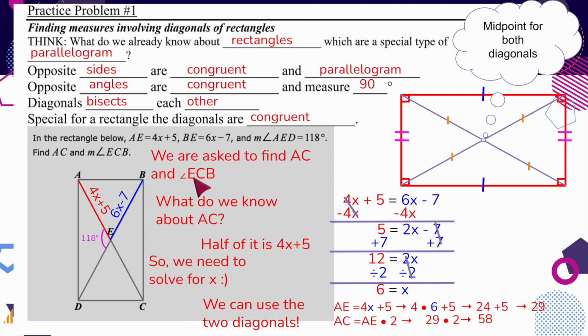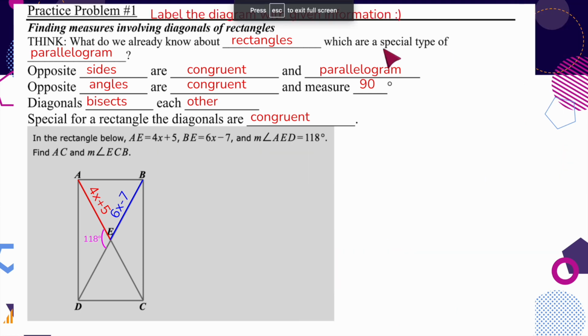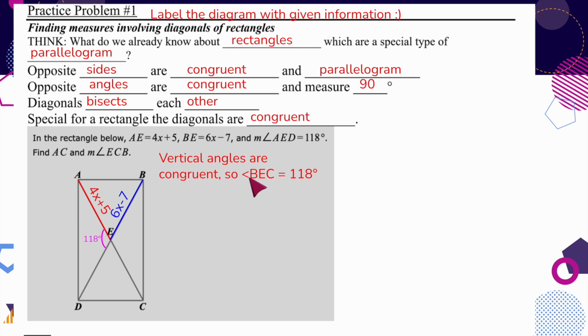Now we get to find angle ECB. Because we found AC, now we have to find the angle. We're going to have to do a couple of things in order to do that, because they only give us one angle measure. First, vertical angles are congruent. So angle BEC is going to be 118 degrees. I can cross over here and go 118 degrees. So I've at least brought the 118 degrees over into this area of the angle that I want to find.